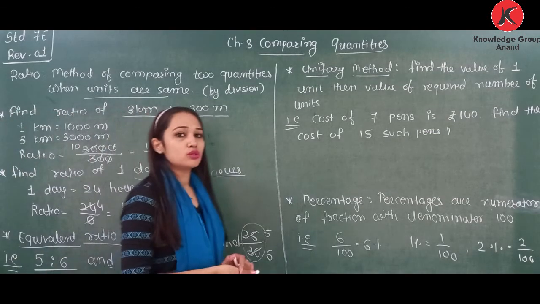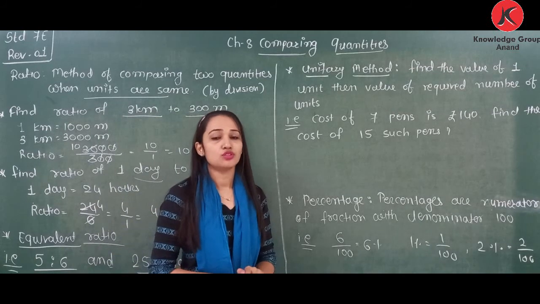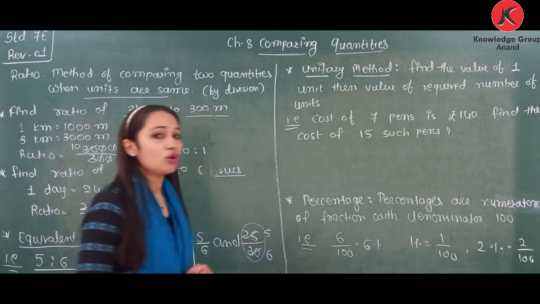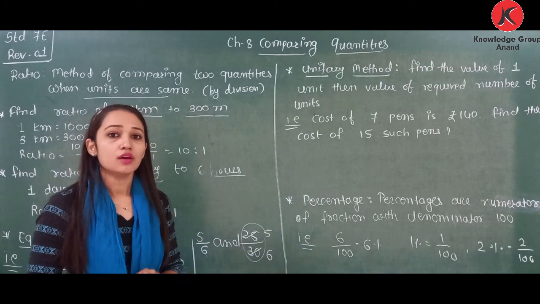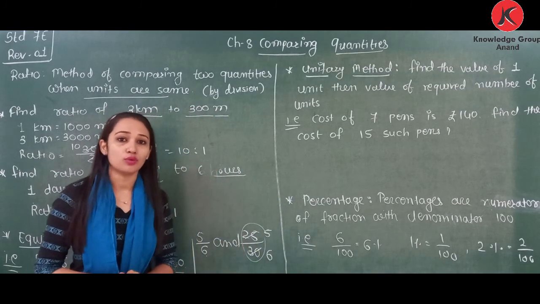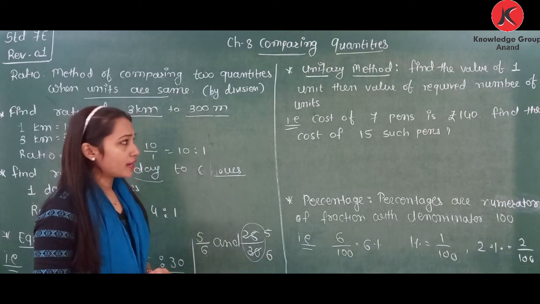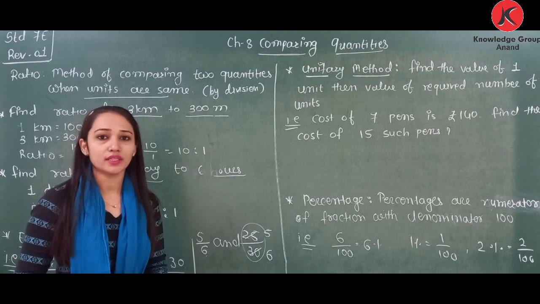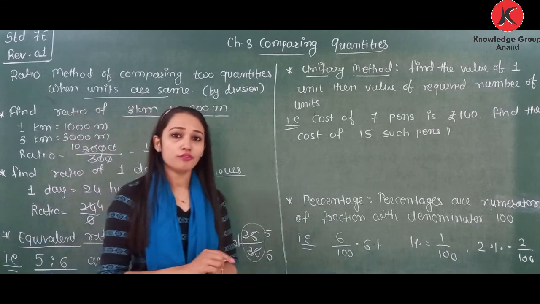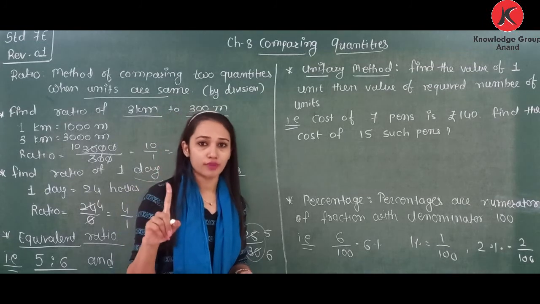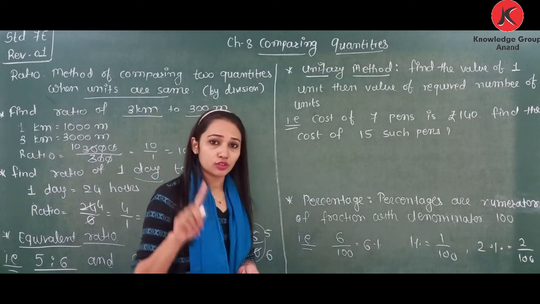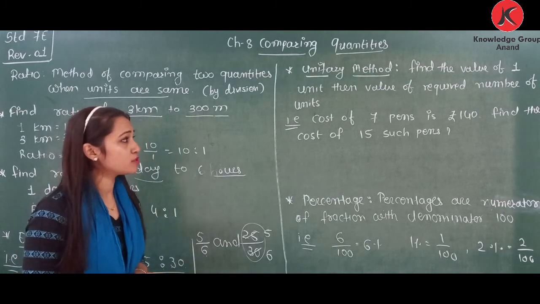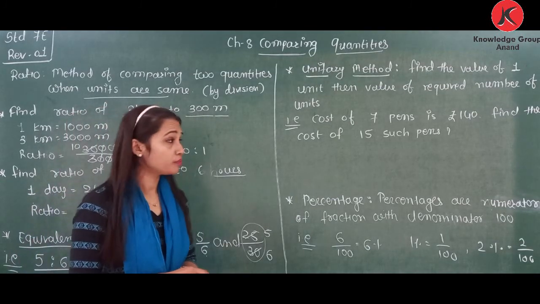Now after that we also learn about the unitary method. So what is the unitary method? It is a method of finding the value of a given number of quantities after finding the value of one quantity. So find the value of one unit, then the value of the required number of units. Unitary method means from a bunch of value you need to find the value of one quantity, and after that you need to find another bunch of quantities. So let's take some examples so you will understand the definition.